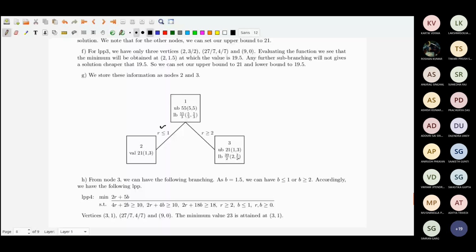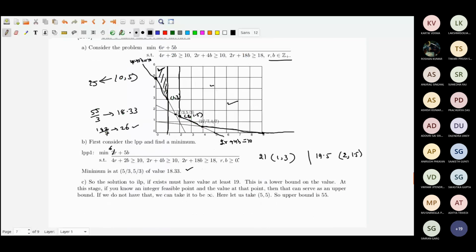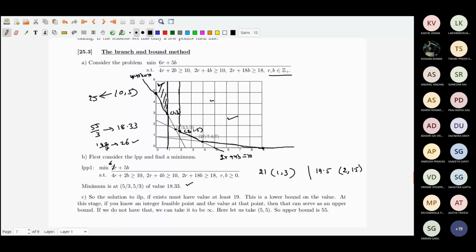Here what I am going to do now is split into the second part: b less than or equal to 1, and b greater than or equal to 2. Now if you are doing b less than or equal to 1, then this is the part of the feasible region that you are seeing. Okay, b less than or equal to 1. This is the part of the feasible region that you are seeing.